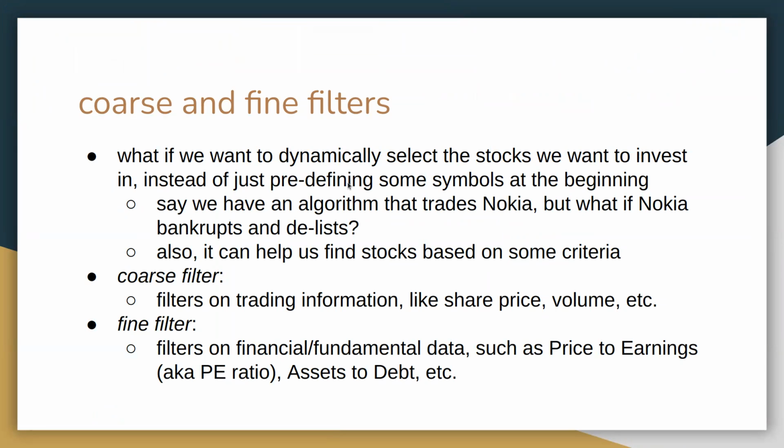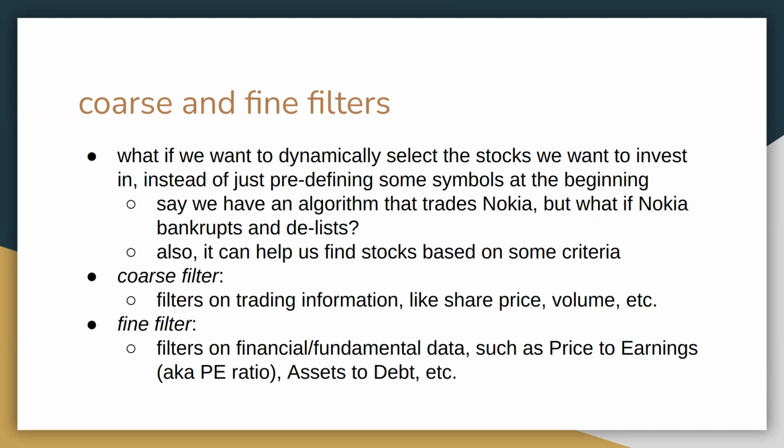So last week we went over a basic QuantConnect algorithm that used simple moving averages to trade Apple stock. Today we're going to go over coarse and fine filters. So what are these coarse and fine filters? What happens if we want to dynamically select the stocks that we want to invest in instead of just predefining some symbols at the beginning? One example is Nokia. What happens if Nokia just goes bankrupt and delists? Then our algorithm would stop trading at all. It can also help us find stocks based on some criteria, and these criteria can be seen through our coarse and fine filters.